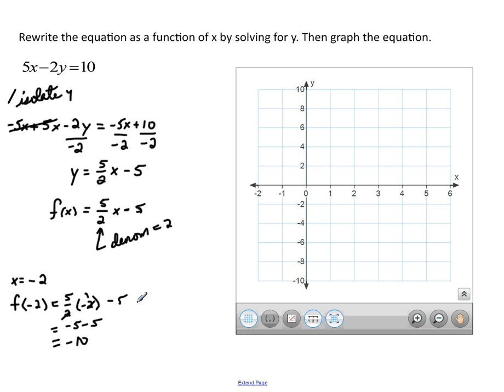Okay. If we choose f of 0, we should always choose 0, right? That's an easy one. That means 5 halves times 0 minus 5. We like that because we just get negative 5. So that's pretty good.